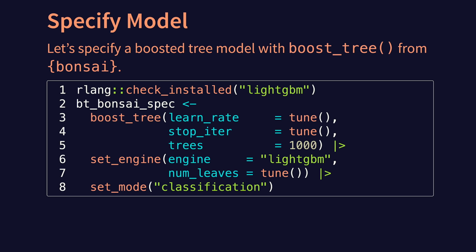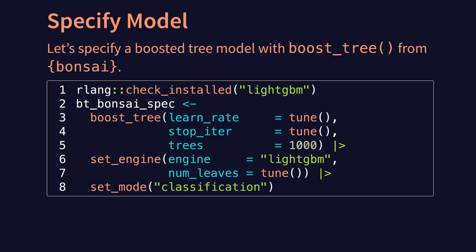This also will introduce a new package. It's an extension of the parsnip package for model building called Bonsai. So tree, bonsai, get it? We will need to install the engine, the package that has the gradient boosted machine model. In this case, we'll be using LightGBM. That's what that first line of code here is doing.